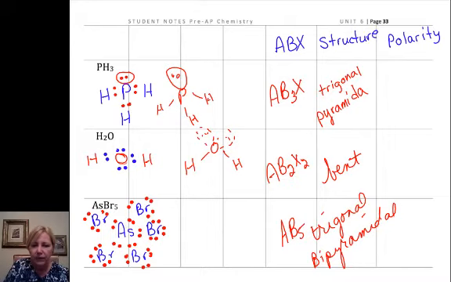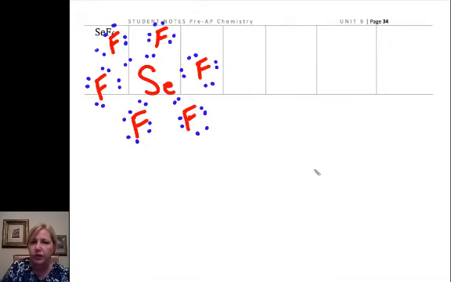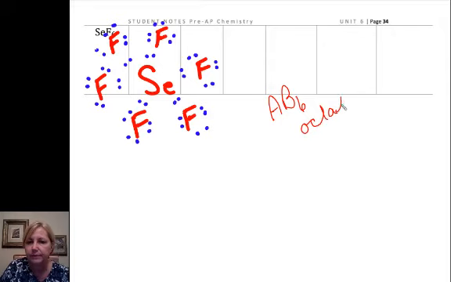Okay, and then we have one more, and then I'm going to backtrack and show you the expectations. This is AB6. Selenium hexafluoride, we're going to call that AB6, and this is an octahedral structure.